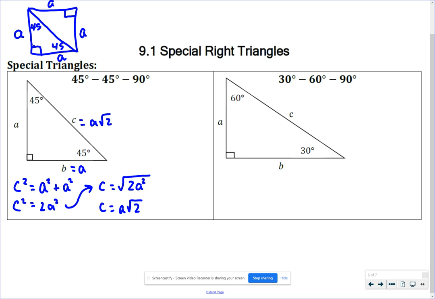In the 45, 45, 90 right triangle, the two legs are always the same length, and the hypotenuse is leg times the square root of 2. So if we know a leg of the 45, 45, 90 right triangle, we can find the length of the other two sides. If I know the length of the hypotenuse of this type of special right triangle, I can find the length of the leg by dividing by the square root of 2. And we'll get to some examples in just a little bit.